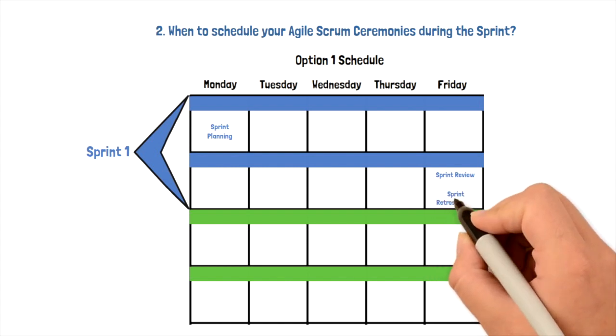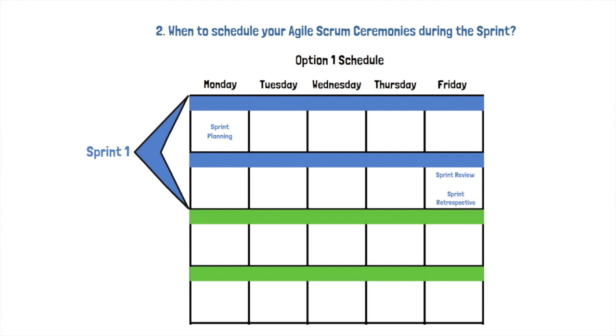Sprint retrospective is done at the end of the sprint as well. This session normally is done after the sprint review session and before the sprint planning. The Scrum team gets together with our stakeholders and talks about what went well during the sprint and what should be improved. There are multiple ways to facilitate this session. With the option 1 schedule, this session is done Friday as well, at the end of the sprint.